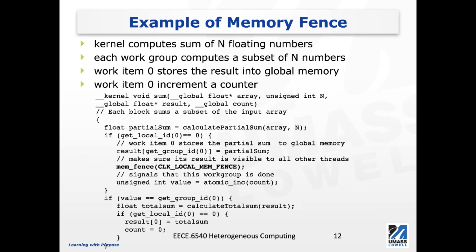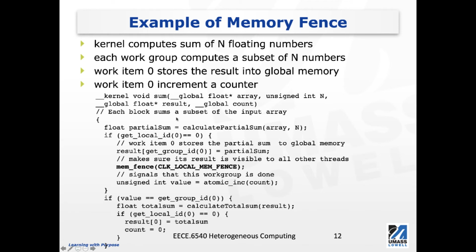Let's say we have a kernel function that tries to compute the sum of n floating point numbers. So each work group computes a subset of n numbers, and we want to use work item 0 to store the result into the global memory. And we also use work item 0 to increment a counter to indicate how many parts of the floating point numbers we have completed performing the sum operation.